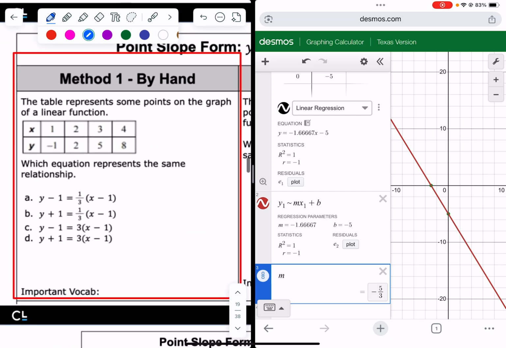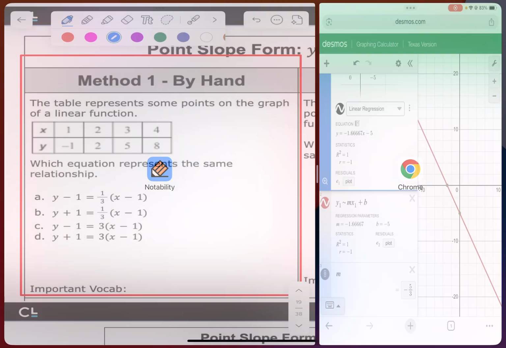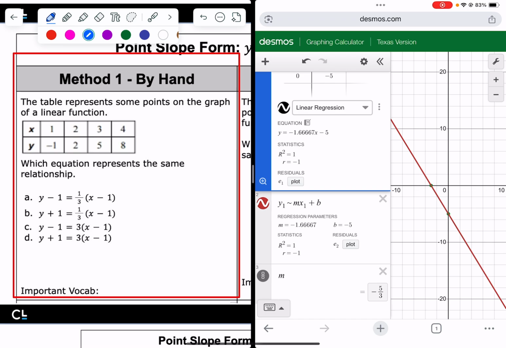I'm going to show you one of these by hand. Okay? So we have this equation right here. To be able to do this, you kind of have to match the numbers.